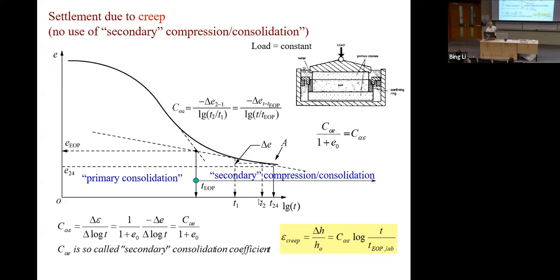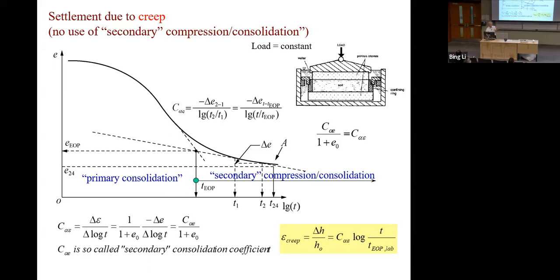Then we plot the time in a log scale. So we can plot this curve. Okay, this is a very famous curve in soil mechanics that you learn. And you can see a turning point here, but we draw the tangent lines, and we have an intercepting point. And this point is considered to be the end of primary consolidation.